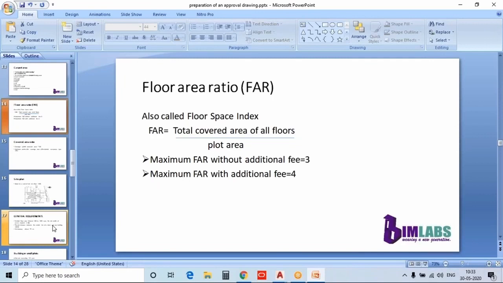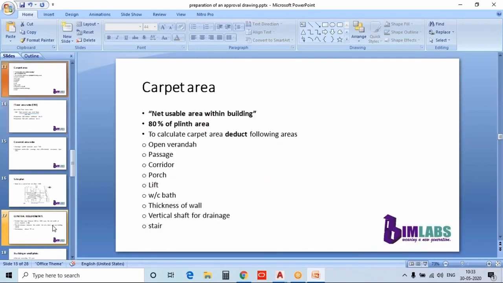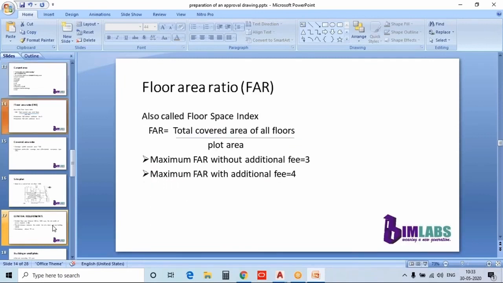And next is the floor area ratio. You have to mention all these areas on your approval drawing. Okay. Then next is the floor area ratio. It can also be called floor space index.